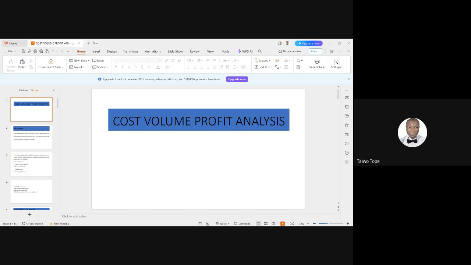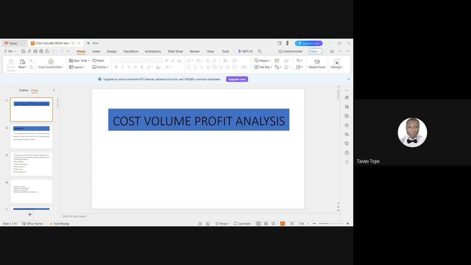So cost volume profit analysis is a management accounting tool used to study the relationship between costs, sales, volume, and also profit. What it does is that it helps managers to understand how changes in selling prices, costs, and production levels affect a firm's profitability.